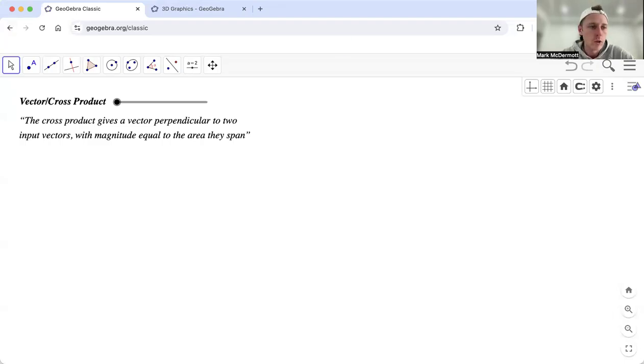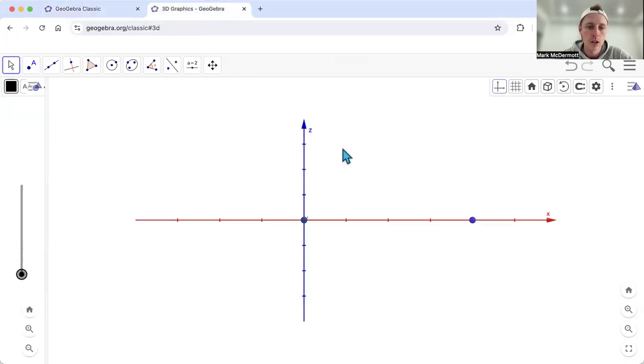All right, so we're going to look at what's called the vector product or the cross product. So the cross product gives a vector perpendicular to two input vectors with magnitude equal to the area that they span. So let's have a look at some vectors in three-dimensional space. We're actually in the 3D viewer here, so this is 3 dimensions.